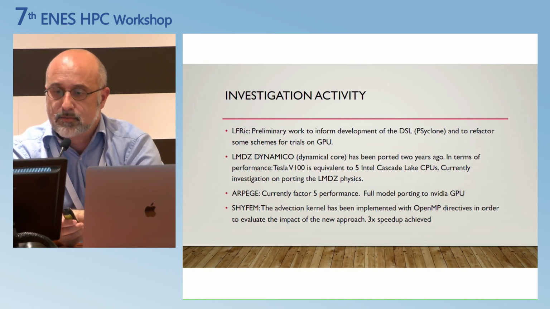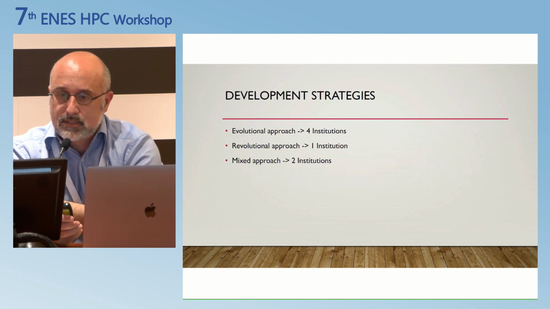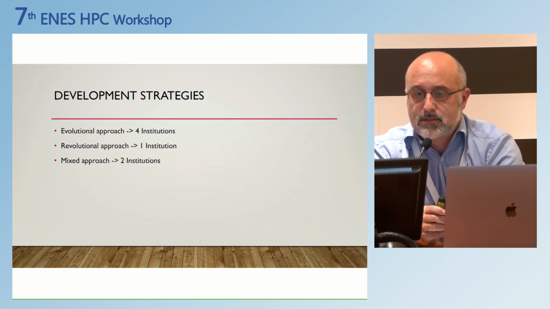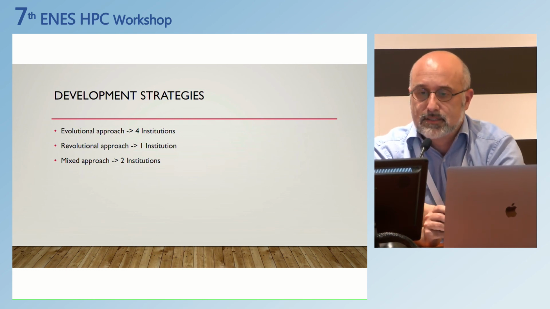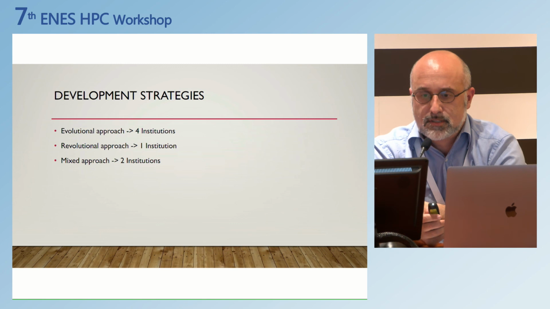And also with the Scheifem model, which is a finite element model based on OpenMP, only the application kernel has been ported to GPU, with a factor of 3x. We also asked what kind of development strategy is used for migrating the models to the GPU. Four institutions prefer and follow an evolutionary approach, starting from the current legacy code and evolving towards the GPU. One institution answered that they prefer to revolutionize, to rewrite and rethink the code, and two other institutions are in the middle with mixed approaches.